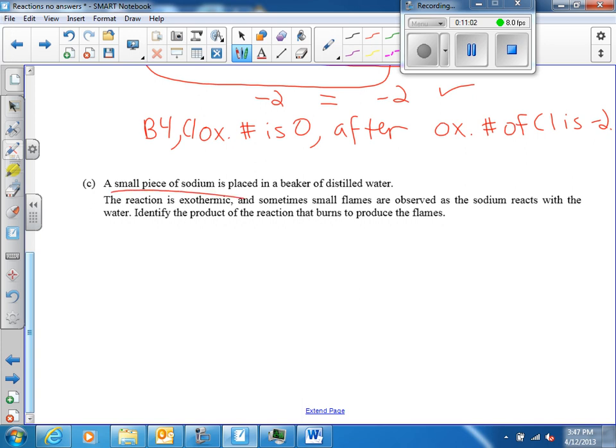Okay, small piece of sodium. We've got pure sodium. And it's not ion, it's sodium metal, so there's no charge. Beaker of distilled water. Wow.